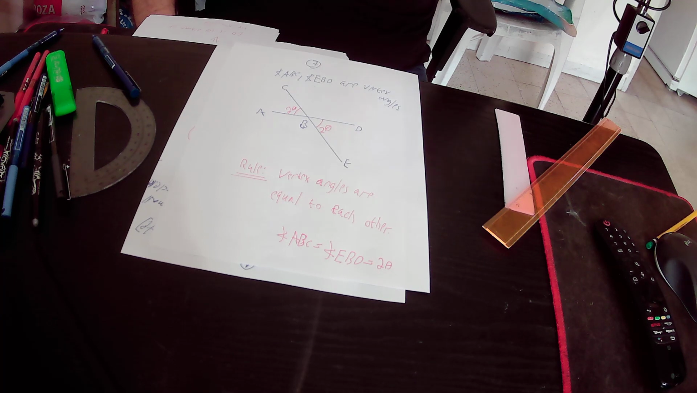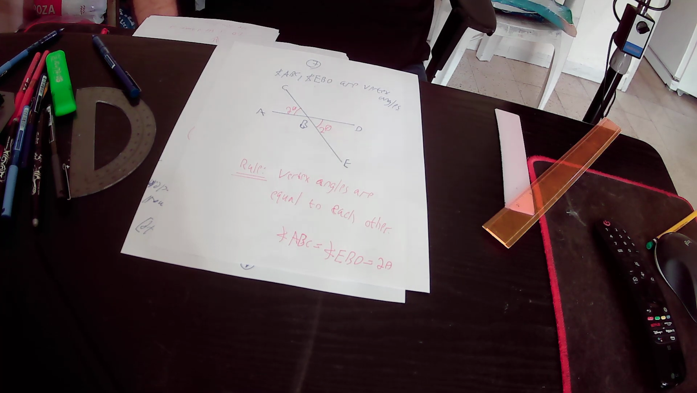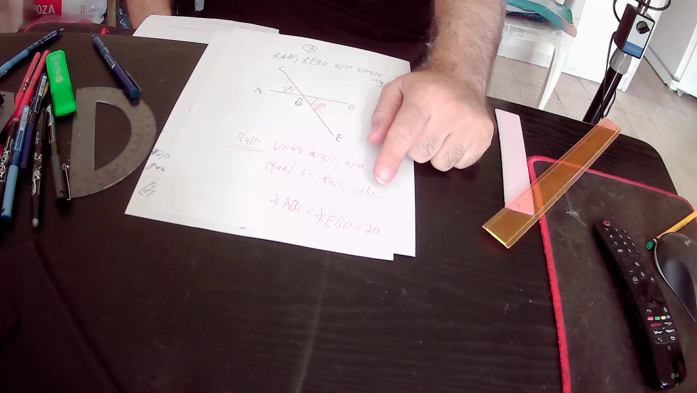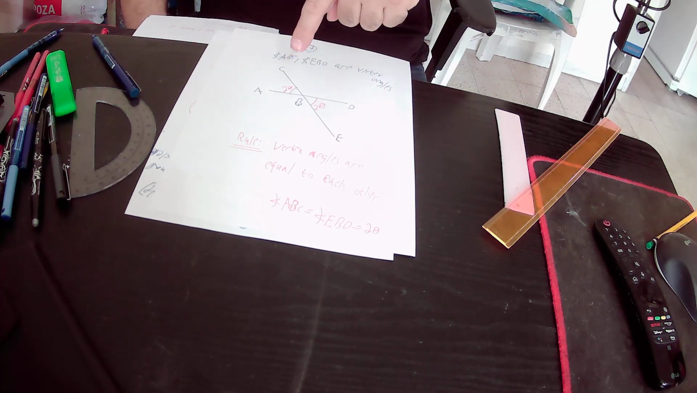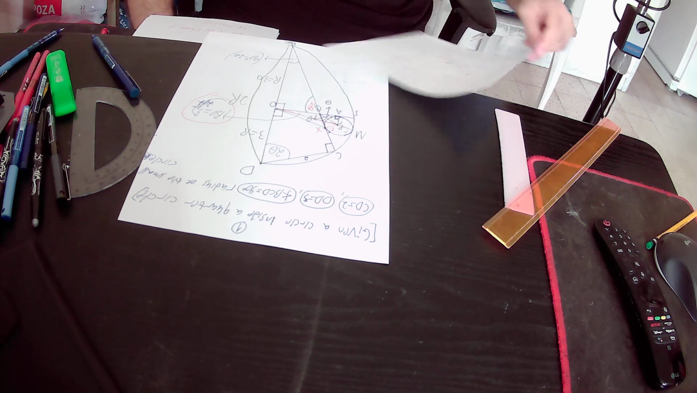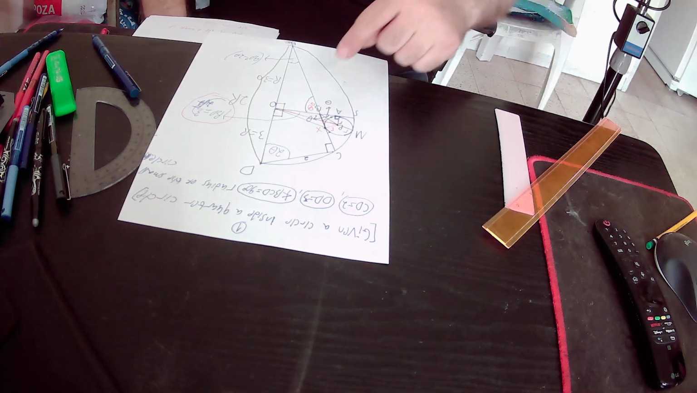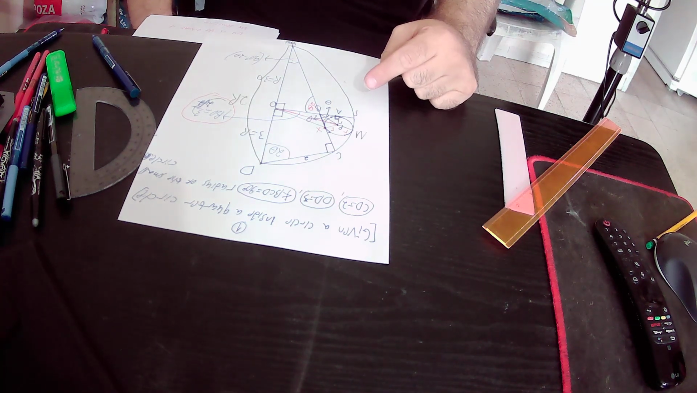We have a rule that vertex angles are equal to each other. That is to say, angle ABC is equal to angle EBO. If angle ABC equals 2 theta, then angle EBO will also equal 2 theta. That is to say, this angle equals 2 theta. Then I completed the quarter triangle to a semicircle.